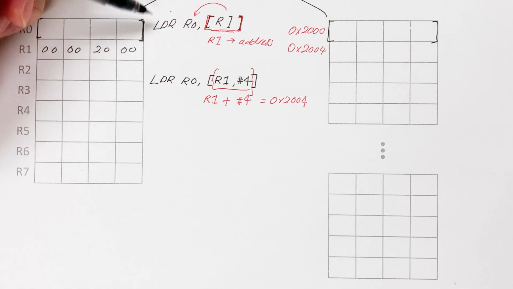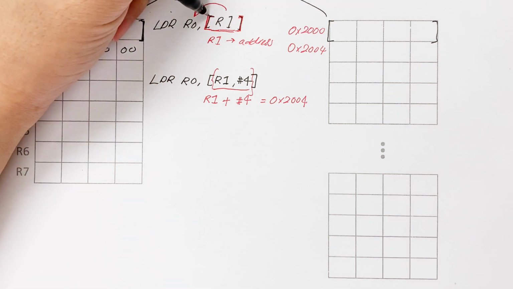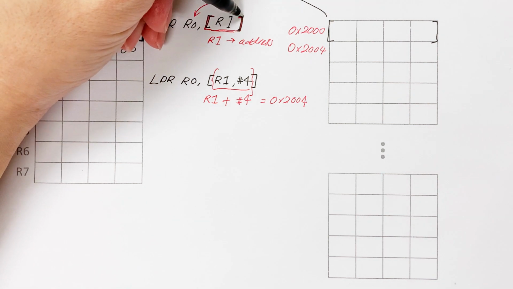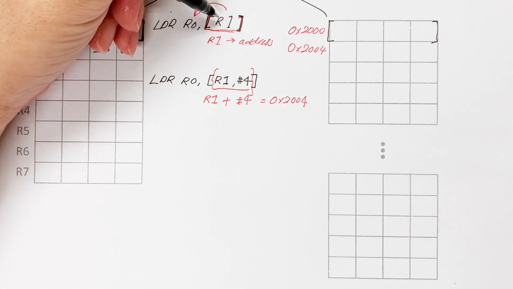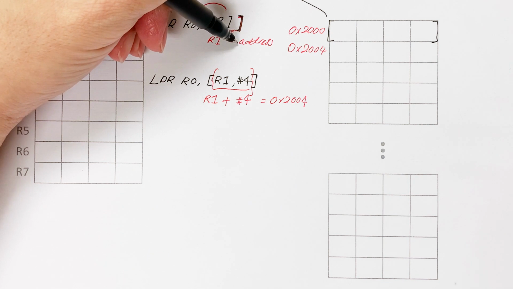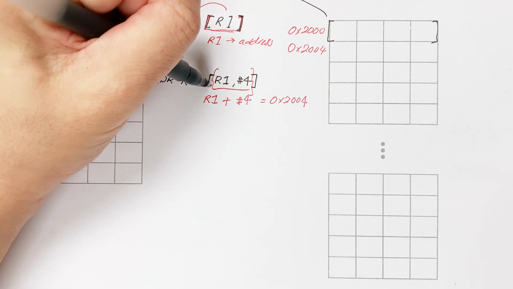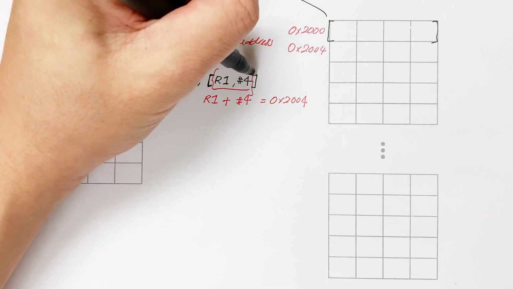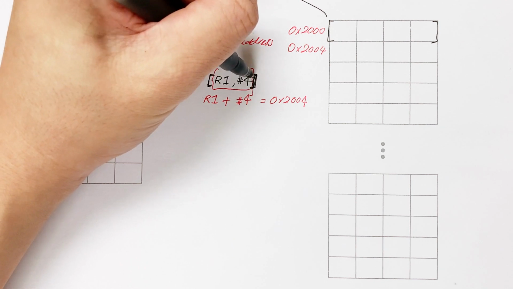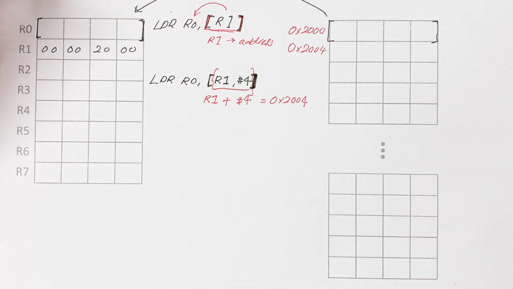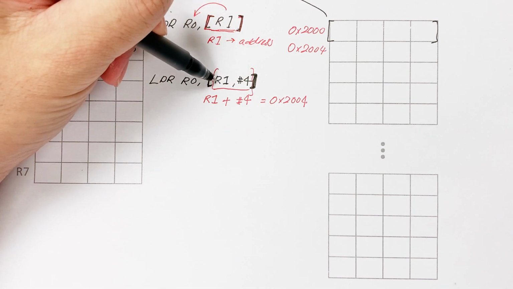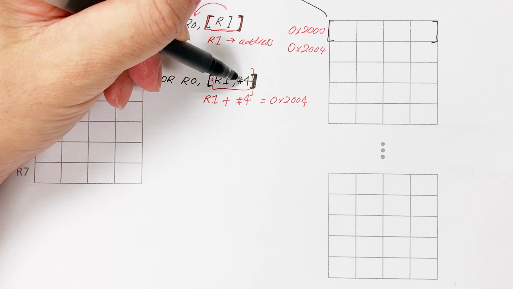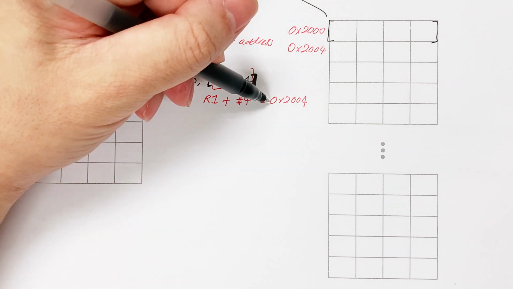So if you read this kind of instruction, basically it means write into R0. So the value is coming from the memory. Whatever is inside the square bracket will tell you what is the address. Same case for the immediate offset. The square bracket represents the memory, so whatever is inside the square bracket, in this case register 1 and the offset with 4, will give us the memory address.